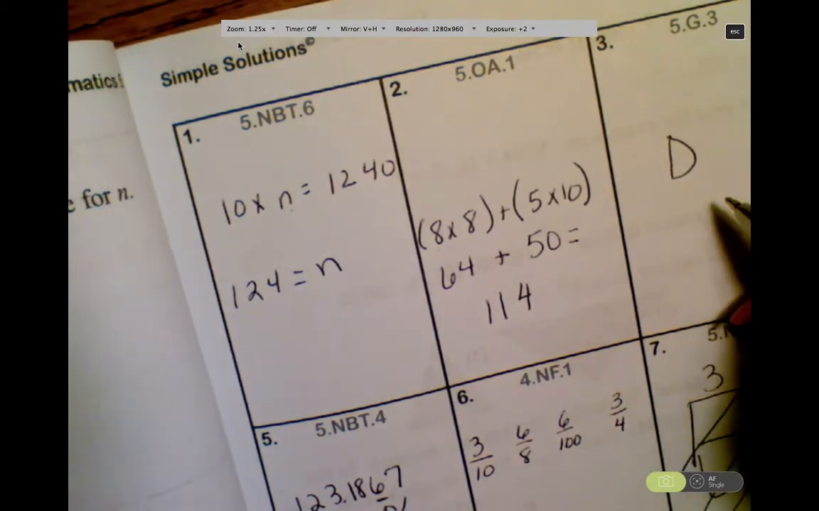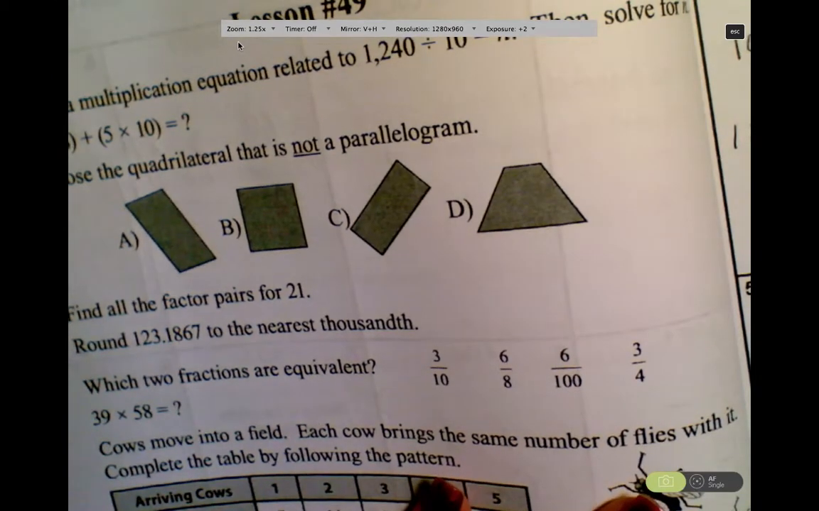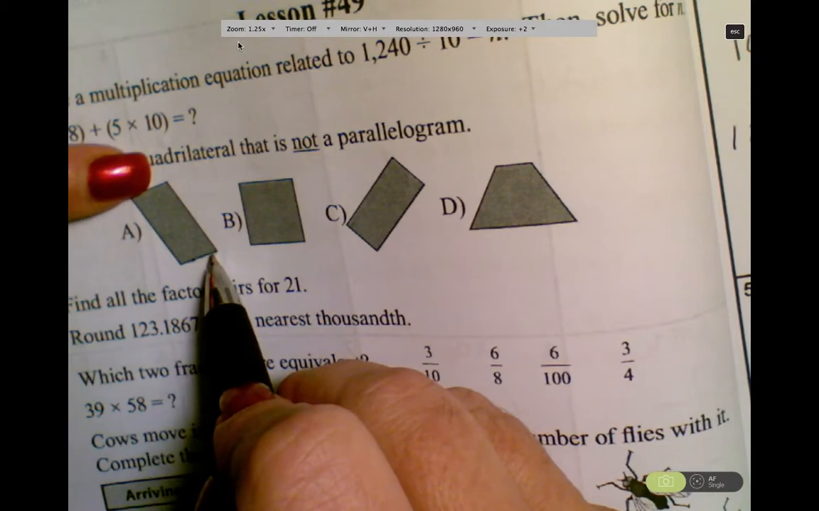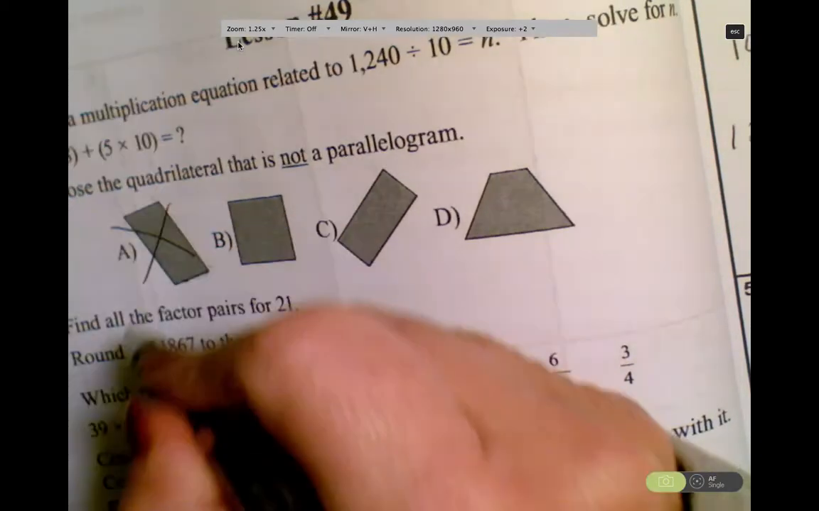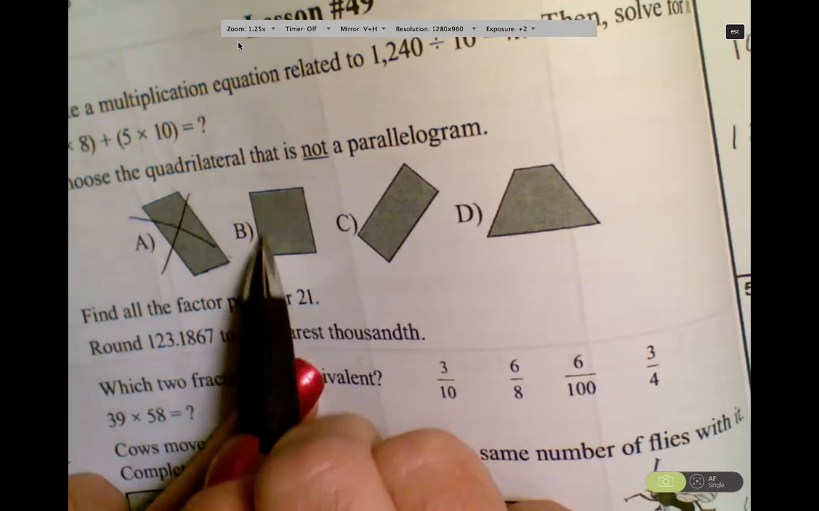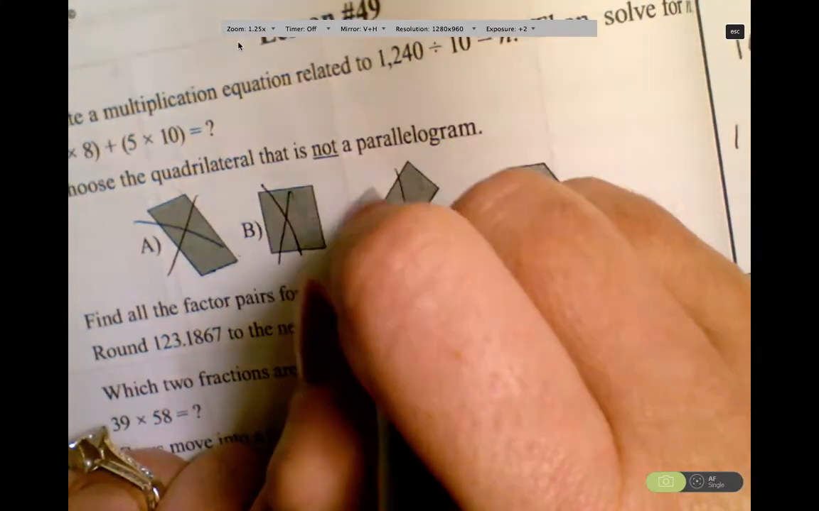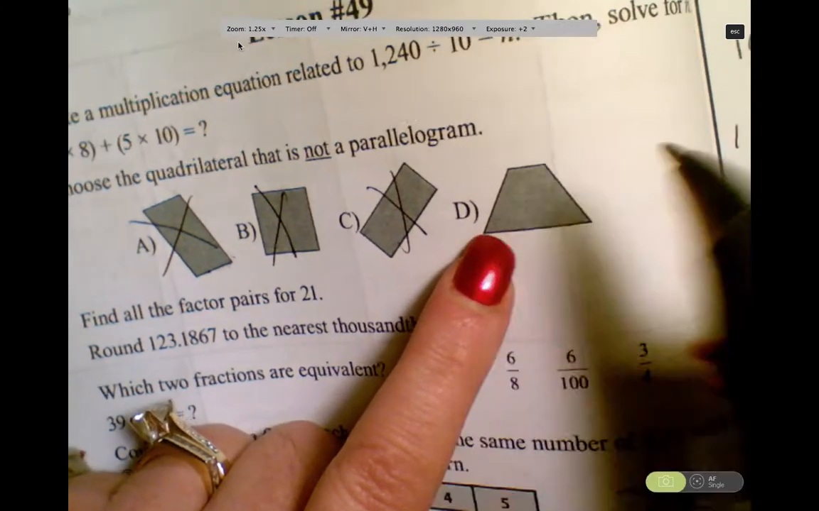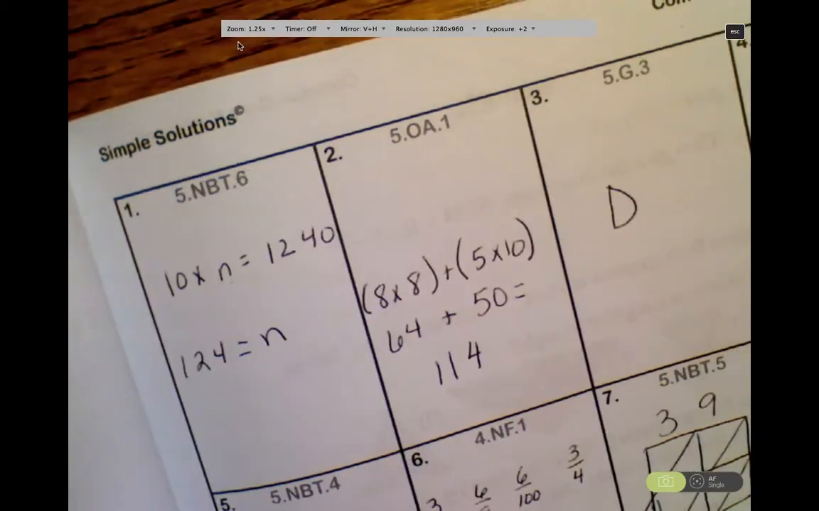Great. We are finding ones that are not parallelogram. A parallelogram has two sides that are parallel. This side and this side are parallel to each other. This side and this side. So it can't be this one, they're both parallel. Of course, I know a square has all parallel sides, and I know a rectangle has all sides that are parallel. So when I look at it, I see this side and this side is parallel, but not these two sides. So D is my answer.